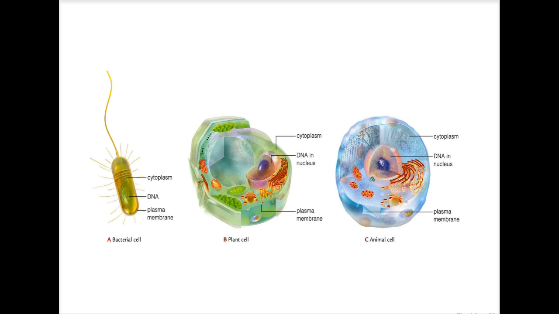B and C are eukaryotic cellular types, which basically means they have a nucleus, a specified region for the genetic material, and that genetic material is in a membrane-bound envelope. They also have other membrane-bound organelles, such as endoplasmic reticulum, Golgi apparatus, mitochondria, and as you can see in the plant cell, the green chloroplasts.